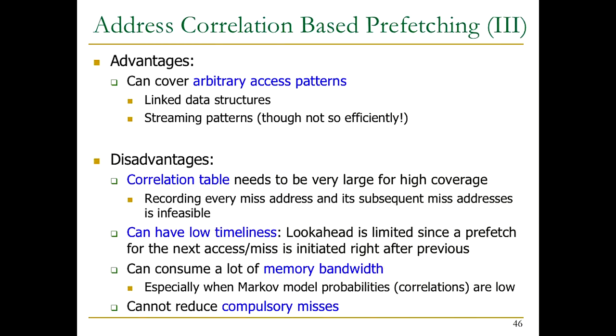And streaming patterns are really predictable. You don't need to have seen the addresses, right? If A plus 1, A plus 2, A plus 3, the next logical thing is A plus 4. But this Markov prefetcher is very inflexible for those. So you don't use this for streaming address patterns. So you need to have some other prefetcher to cover them.